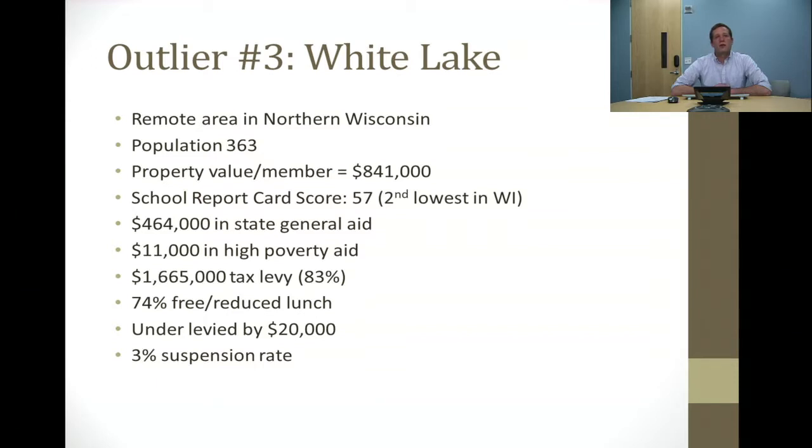They received $464,000 in state general aid, $11,000 in high poverty aid. Their tax levy makes up 83% of their school's revenue. Yet again, this school had 74% of their student body that qualified for free or reduced lunch. And considering the demographics, they underlevied by $20,000.